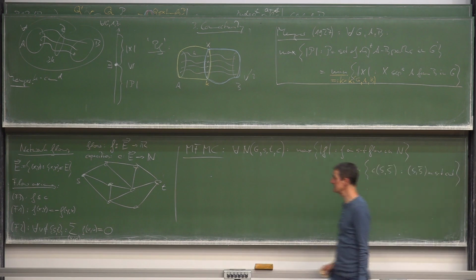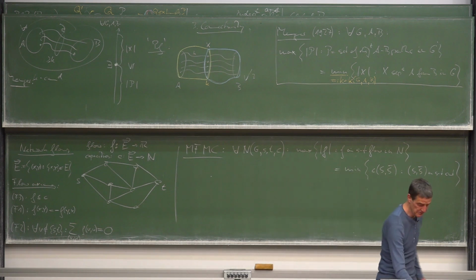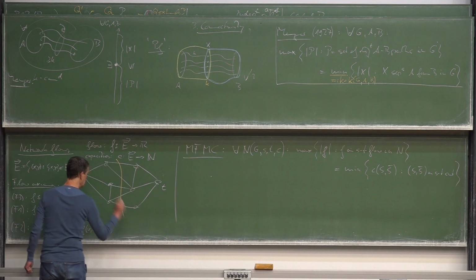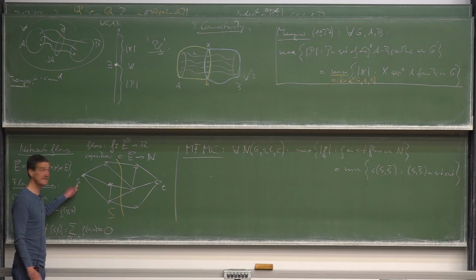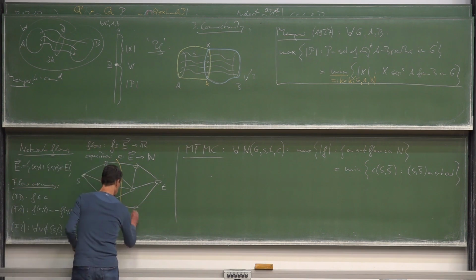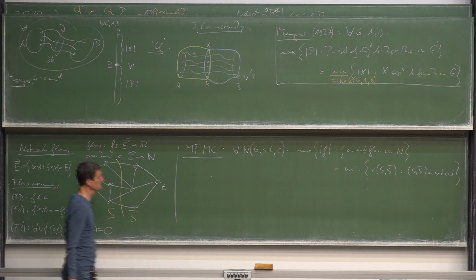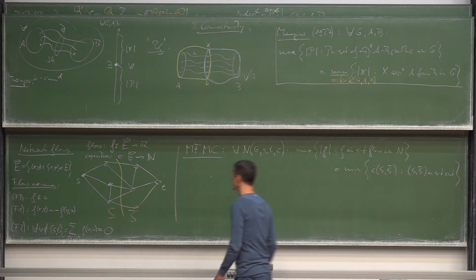What's an ST cut? It's what you think it is. It's a bipartition of the vertex set into one set called S that contains little s, and then its complement that contains little t. And what's the capacity of this? It's also, again, what you think.